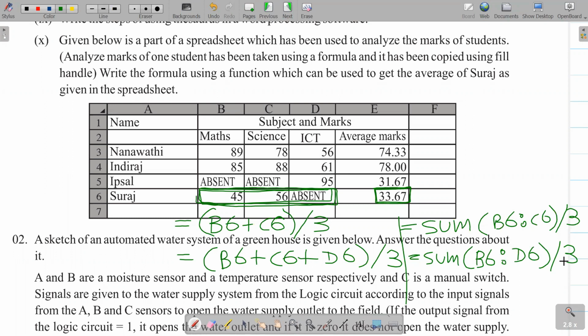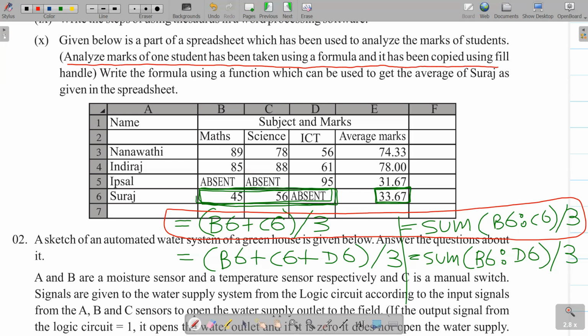Yeah. And again, there will be a slight problem if you are going to have these two as your formula. It's going to be a problem because of this. Analyze mark of the student has been taken using formula and it has been copied using fill hand.